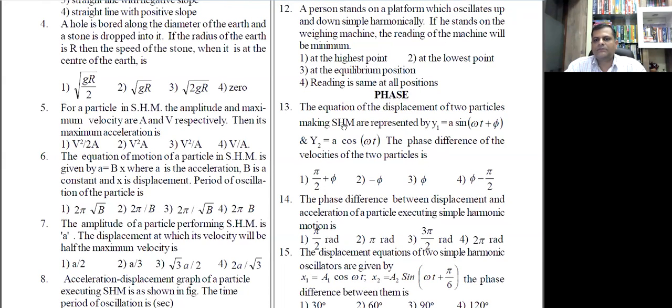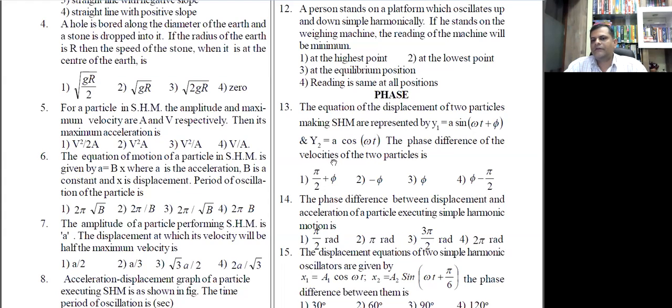थर्टीन वाला देखो ठीक से. The equations of displacement of two particles making SHM are represented by y1 equal to a sin(omega t plus pi) and y2 equal to a cos omega t. Then the phase difference of the velocities of the two particles is, okay. So phase difference between the velocities.